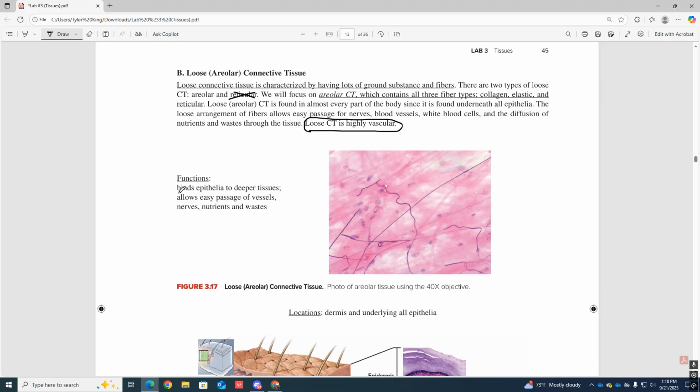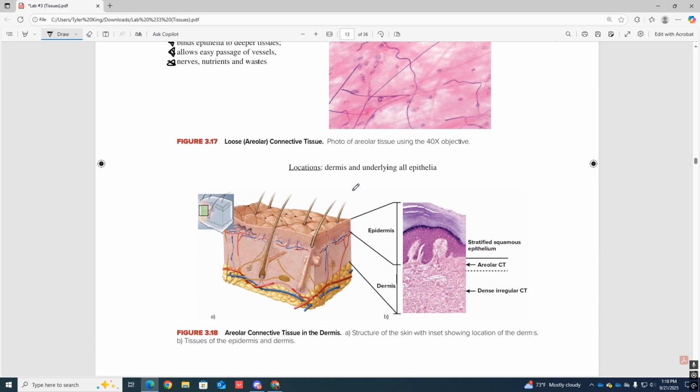But the main function of this guy is, like it said up in the paragraph, it binds epithelia to deeper tissues. Allows for easy passage of vessels, because it's highly vascular. Easy passage of vessels, nerves, nutrients, and wastes, okay? Where would you usually find this? This is mostly going to be in the dermis and all underlying epithelia, okay?